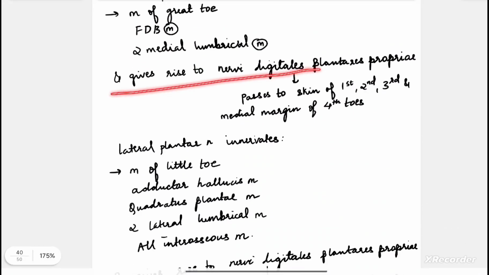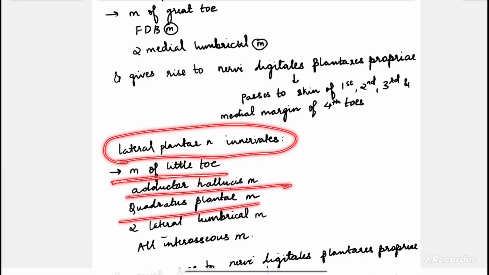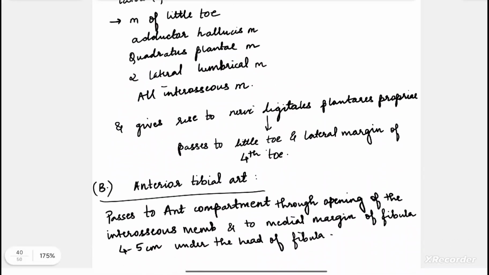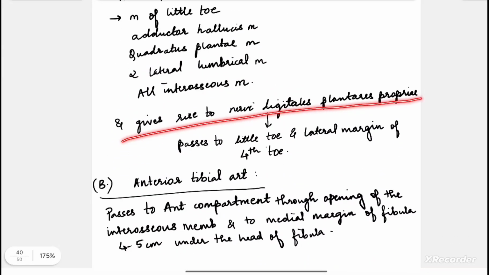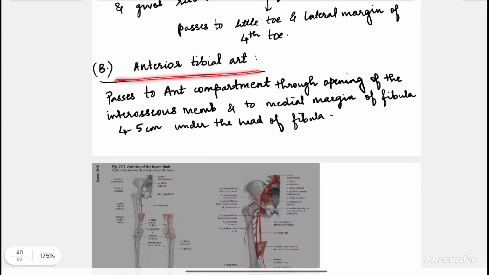Now, it gives rise to the proper plantar digital nerves, which pass to the skin of the first, second, third and medial margin of the fourth toe. The lateral plantar nerve innervates the muscles of the little toe, adductor hallucis, quadratus plantae, the two lateral lumbricals and all interosseous muscles, and gives rise to the proper plantar digital nerves, which pass to the little toe and lateral margin of the fourth toe. Next is the anterior tibial artery.